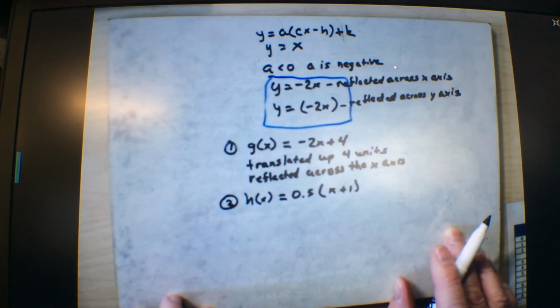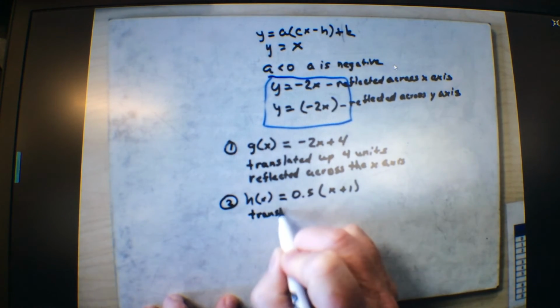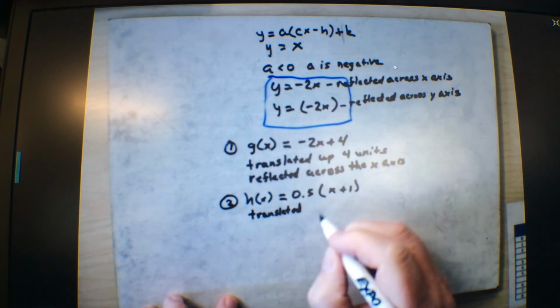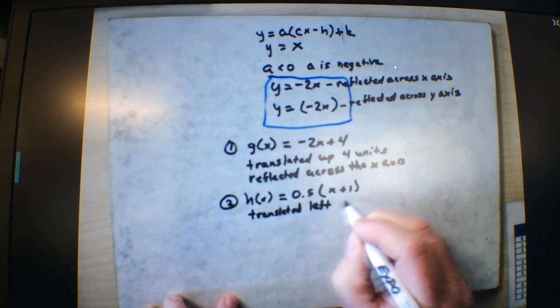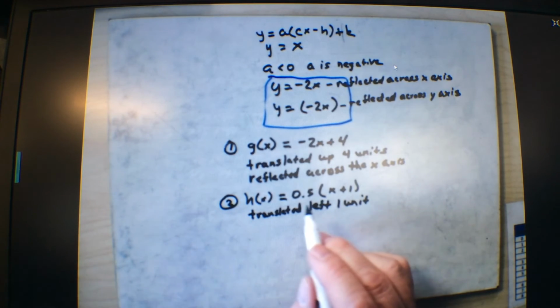What do you think? It's going left, so it's called translated. Do you understand that? Yep. Translated left, 1 unit. Okay, what about this 0.5? That's less than 1, isn't it?